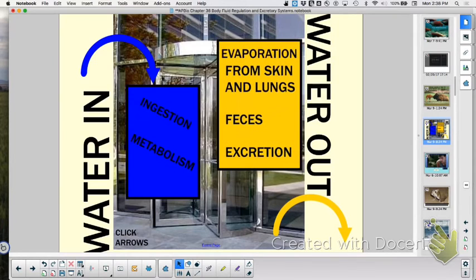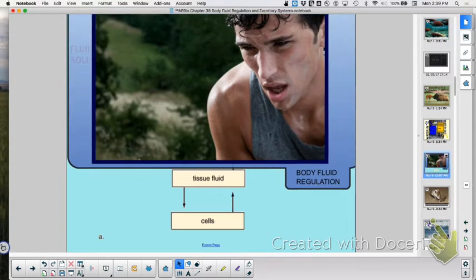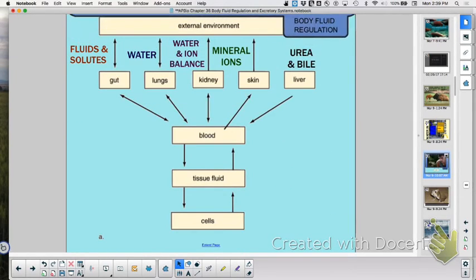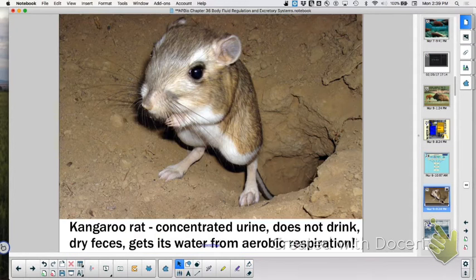And then water out, these are all the ways: evaporation from our skin, our lungs, excreting, urinating, and feces. So we looked at a few ways that our body fluid is regulated. Our liver, our skin, our kidney, our lungs, our gut are all involved in water regulation. When we talk about our kidneys, though, we're going to talk about getting rid of nitrogenous waste through the excretory process.